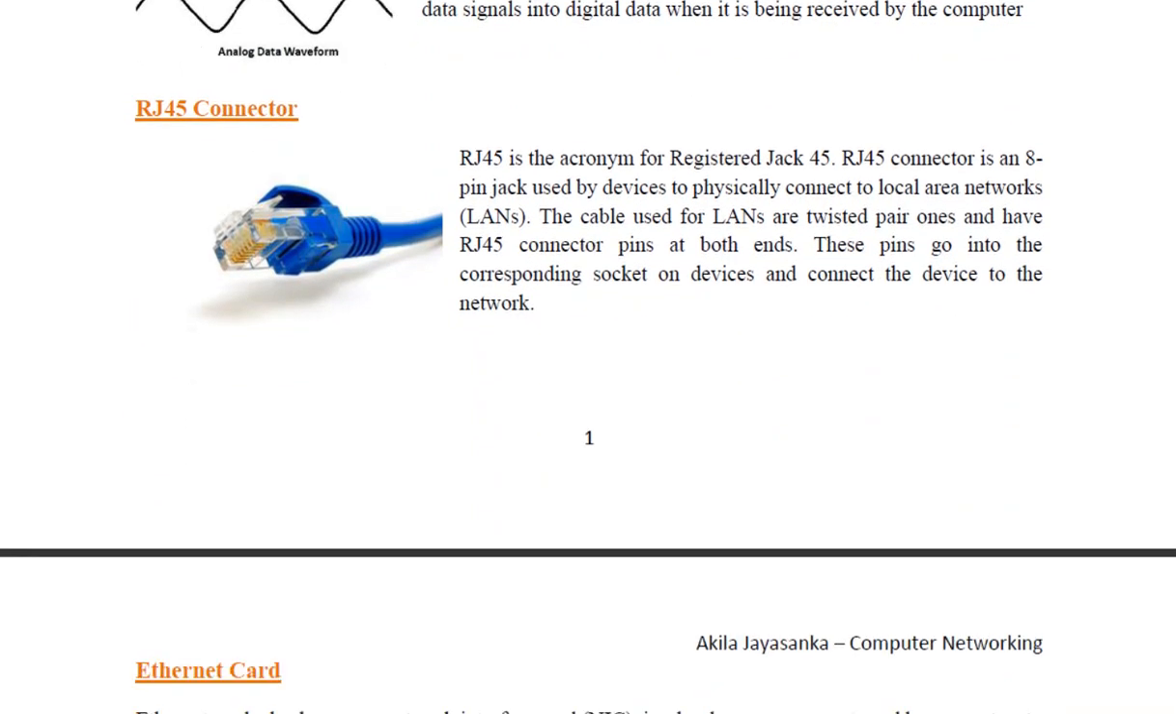Next, RJ45 connector. This is the connector which we use to connect a cable connection to a computer or a network device. Here you can see the adapter. It has 8 pins and it is connected to a UTP cable, twisted pair cable. So if you need to connect your laptop or computer to the wired network, you have to plug this RJ45 connector into your network.